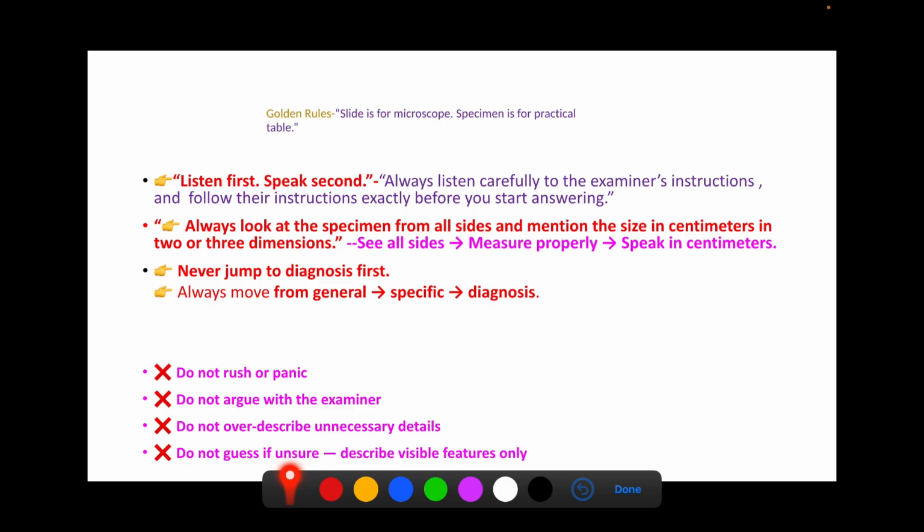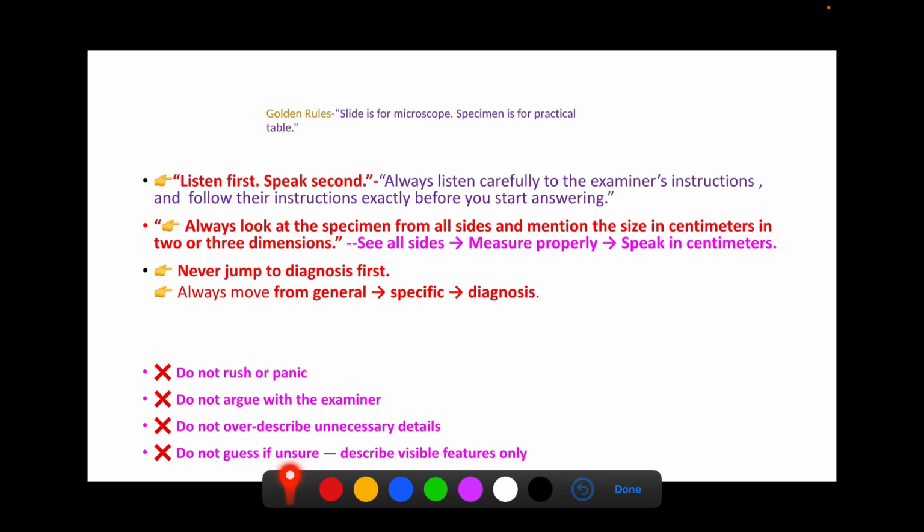Now, there are some golden rules which, if you follow, you will get maximum marks. First of all, gross specimens are for the practical table and slides are for microscopy. So do not interchange terms when you describe a slide or a gross specimen, because it is important that you use correct terminology. So the first rule is listen first, speak second.